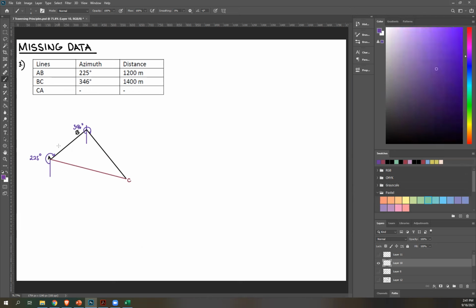Okay, and then let's write out the length. This is 1,200. This is 1,400. All right. So let's try getting AC first. Okay. I'm given 2 sides. If I can figure out the angle between them, I can get the opposite side AC. So the goal here first is to get whatever this is. Okay. And that's pretty easy because if this total thing is 346, then this is just what's remaining from a full rotation. So 360 minus 346, you'll get 14 degrees.